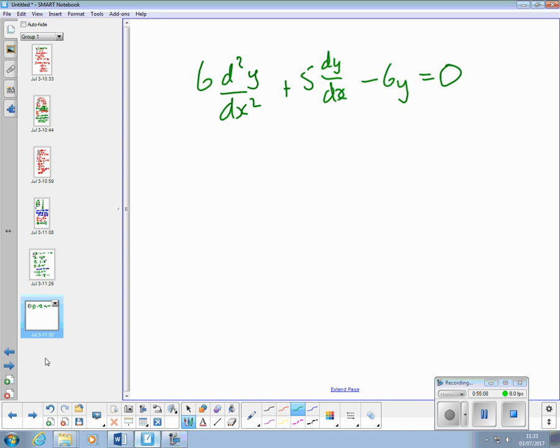Right. So, auxiliary equation is 6m squared plus 5m minus 6 equals 0. So all that stuff in the book about the D operator and what have you, I asked myself why you don't just go straight to that. Yeah, you would, because it's got to be a quadratic equation, remember. Yep.